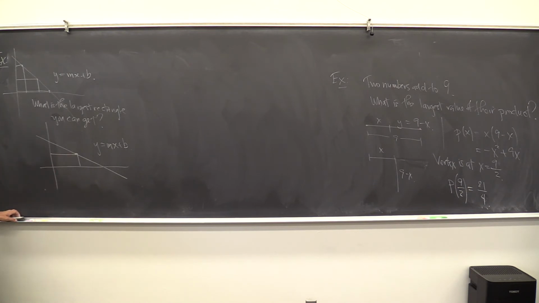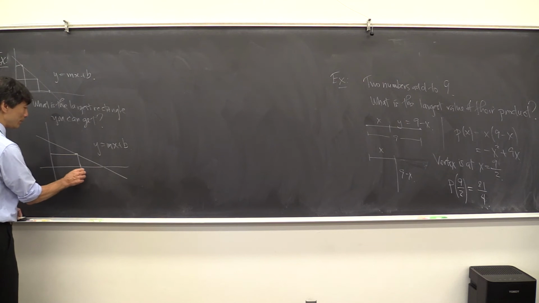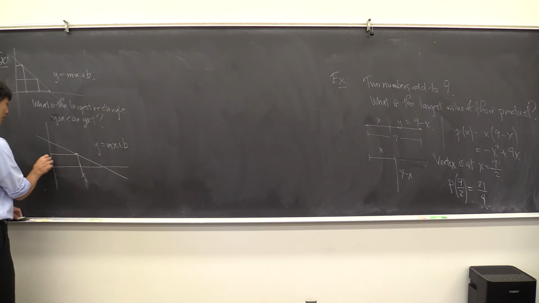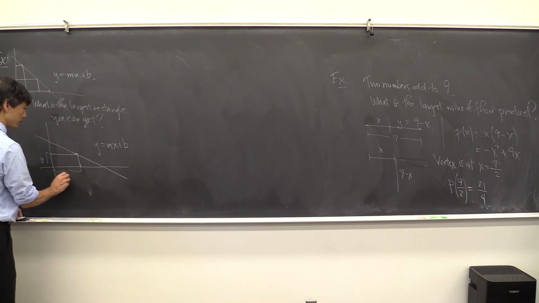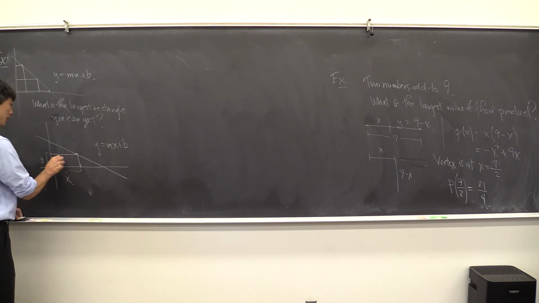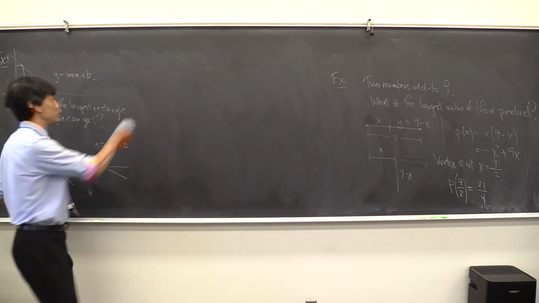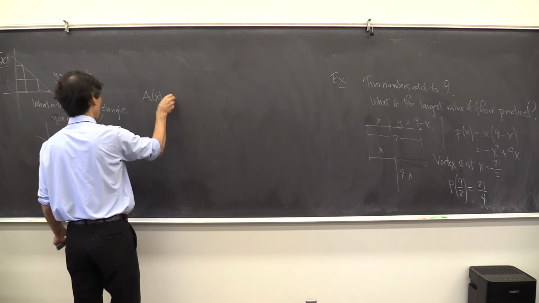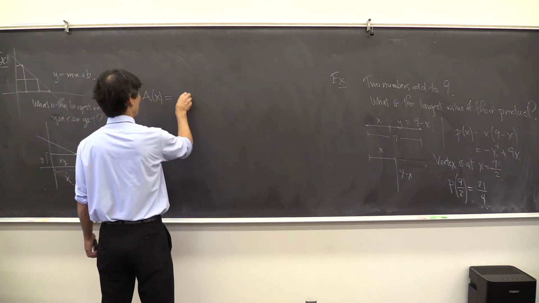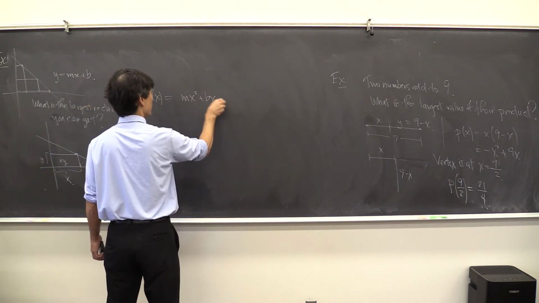Jane. Y times x. Y times x, right? So if this length is x, this coordinate is x, then the height is y. So the area is y times x, right? And what is y? mx plus b. So you know that the area as a function of x is going to be mx squared plus bx.